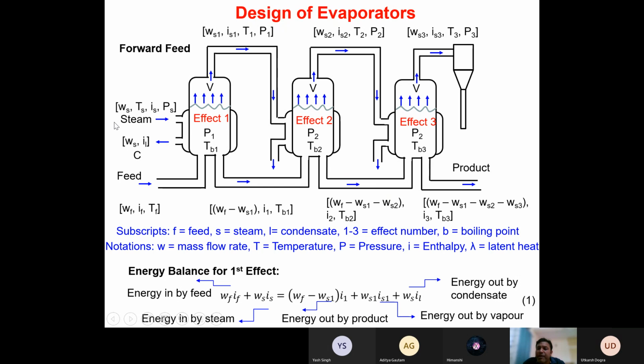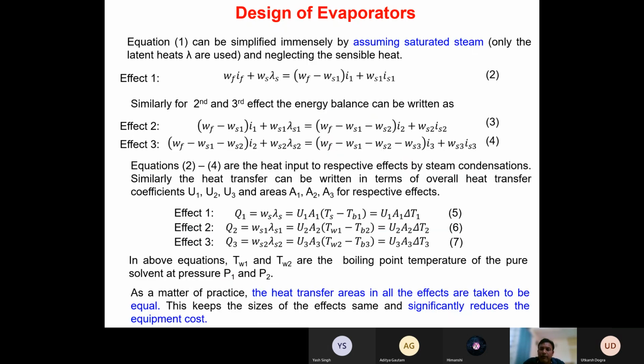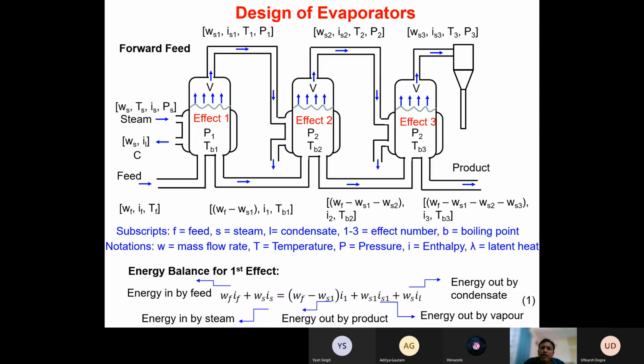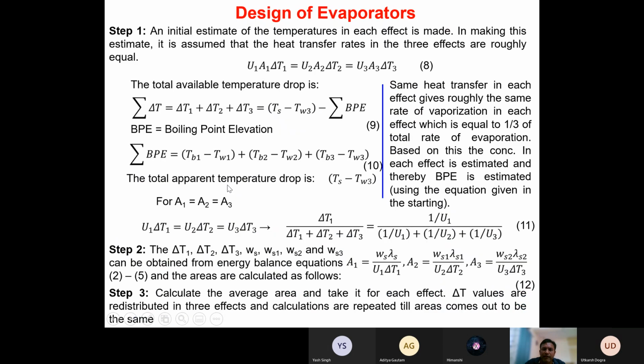Now this total temperature difference we know, and the individual temperature differences between this unit and this unit, plus this unit and this unit, that summation will be this total temperature difference, isn't it? That's what we can get here. So total temperature difference delta T will be nothing but delta T1 plus delta T2 plus delta T3, and that should equal Ts minus TW3 minus boiling point elevation, isn't it? Correct? Yes, sir. So that's what we have seen.